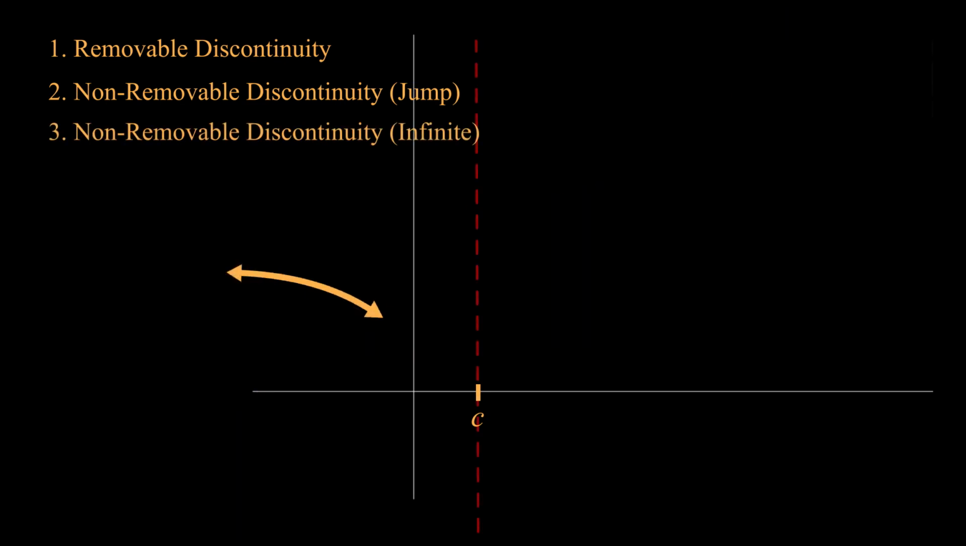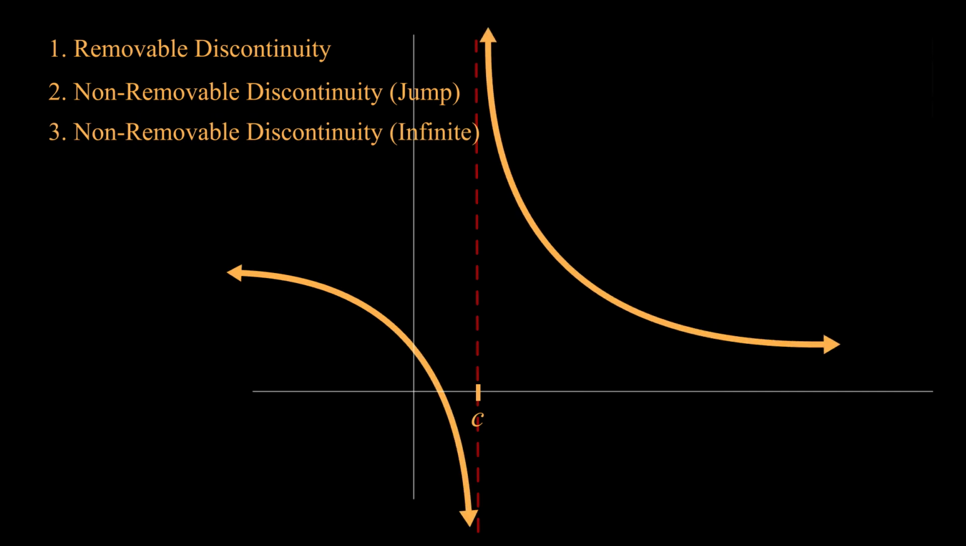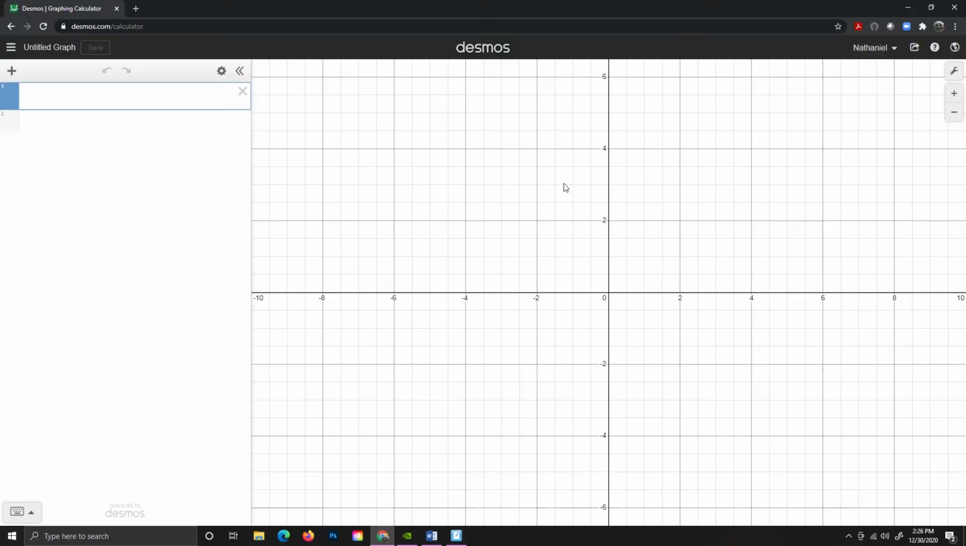In the case shown here in the demonstration, we have an infinite discontinuity where there is an infinite gap at c. This is not the only example of an infinite discontinuity. For another example, we move to the Desmos calculator. Y equals the sine of 1 over x.